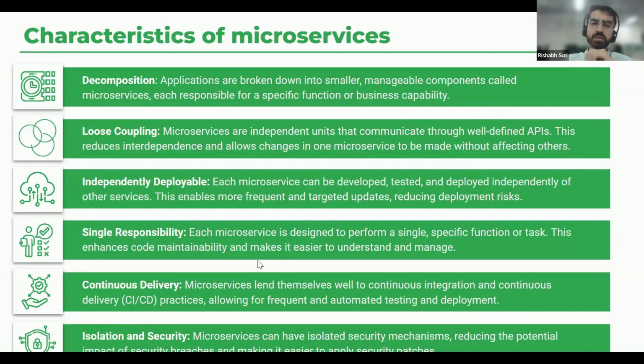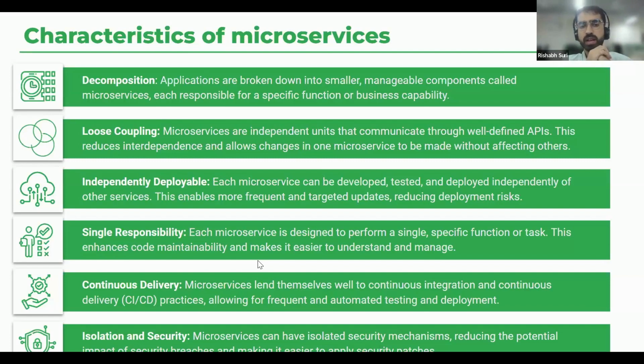Then we have the sixth point, which is isolation and security. Services are isolated from each other, both in terms of code and data. This isolation enhances security as breaches in one service do not necessarily impact others. Security protocols can be tailored to the unique requirements of each service.